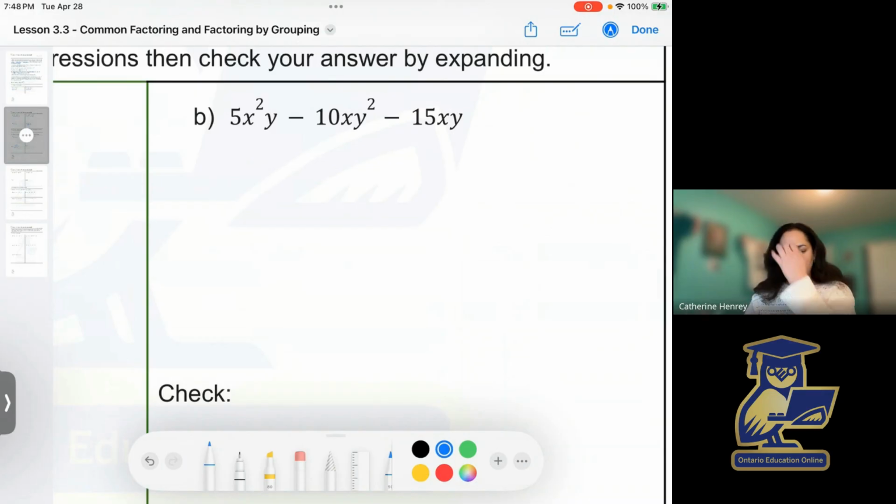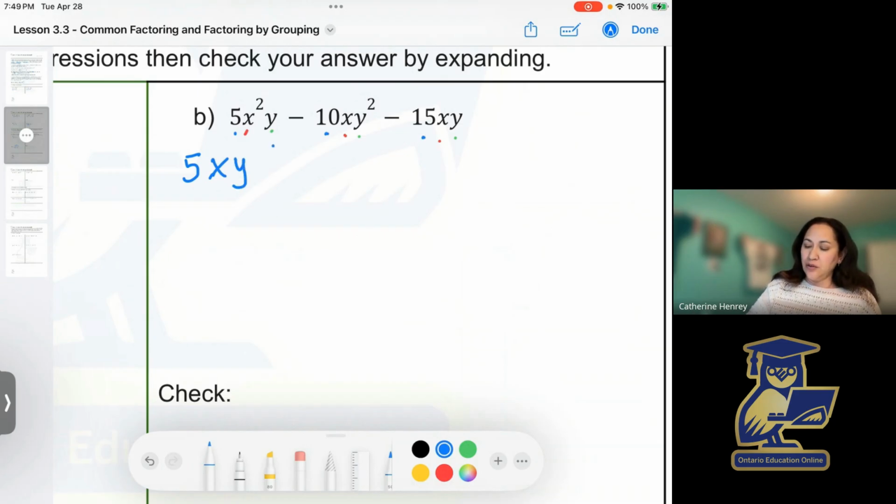So here we have those combinations of numbers and letters. So let's go ahead and see what is common. We have coefficients of 5, 10, 15. And so it seems like I can take out a factor of 5 for all of them. And then we have x terms. We have x squared here, and x here. So it seems like the greatest number of x's that I can remove is 1. And then we have 1y in the first term, 2 y's in the second term, and 1y in the third. So it also seems like I can only take out 1y.